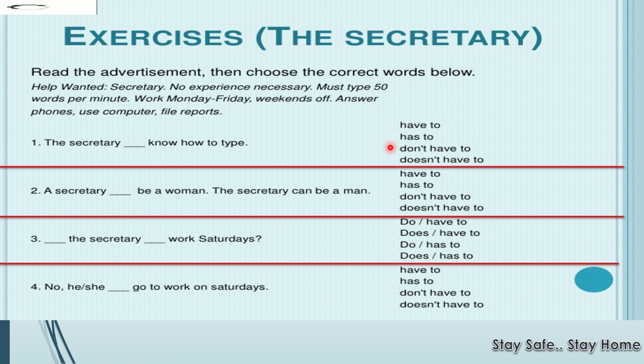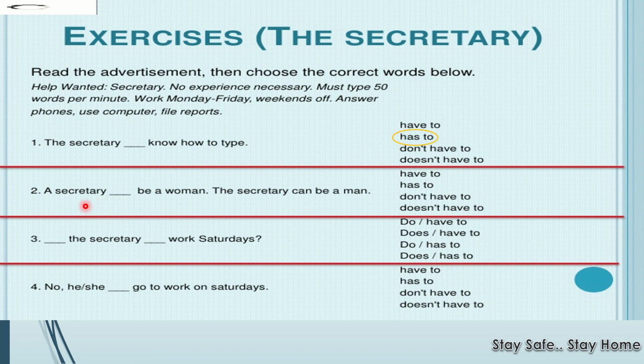Have to, has to, don't have to, doesn't have to. Guys, look at the beginning. You've got to look at the subject. The subject is secretary. Is it plural or singular? One secretary or more? It's one secretary. Okay, so it's singular. That's why I am going to use has to or doesn't have to. And then we say, is it necessary for her, or for him, to be good at typing? Yes, it's a necessity. So, guys, we use has to. Okay? That's how I use it.